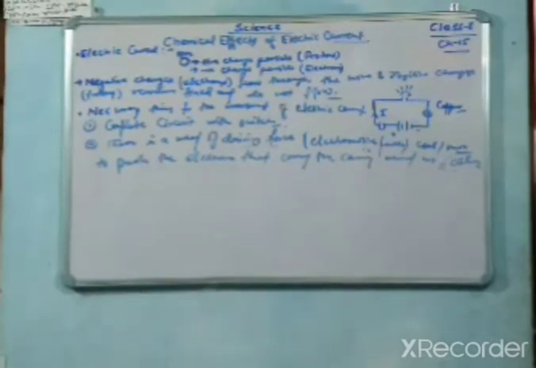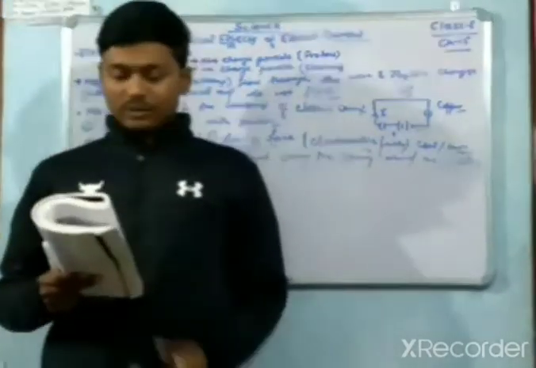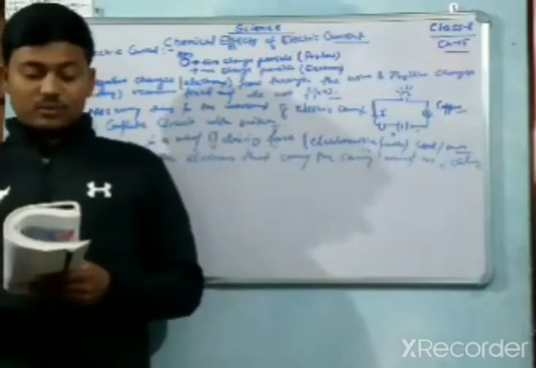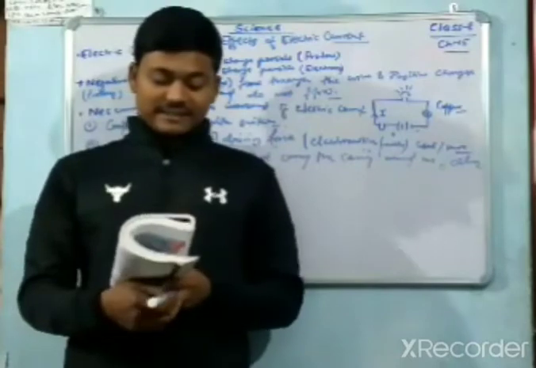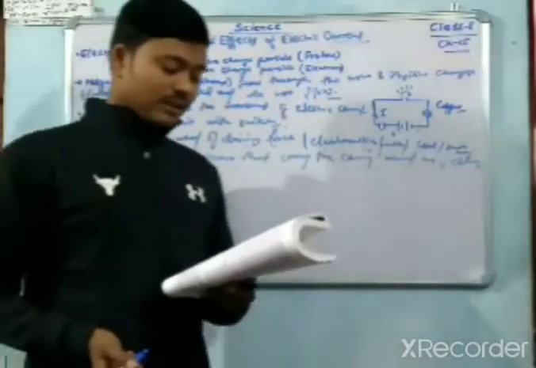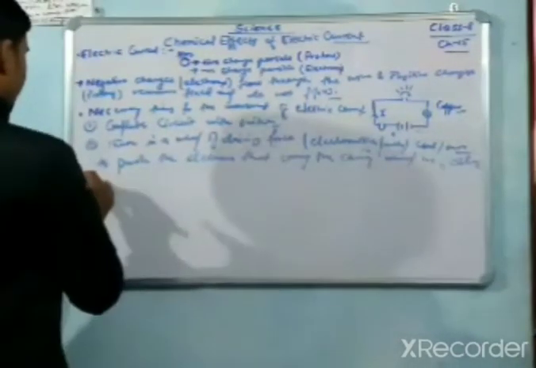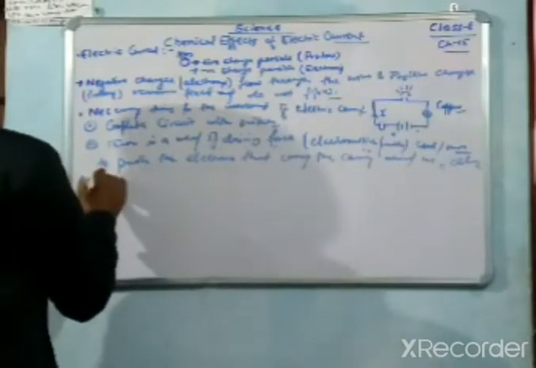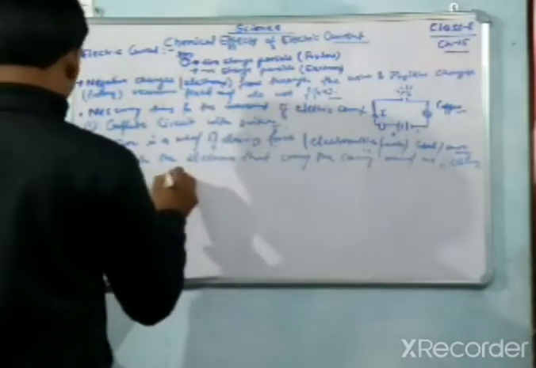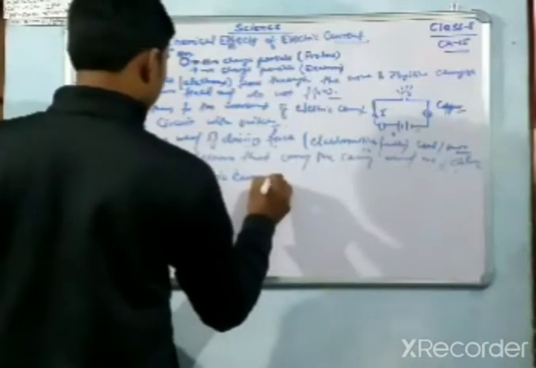So after this, let us discuss another topic of this chapter, which is the direction of electric current. Just I want to tell you that the flow of conventional electric current is from positive to negative, and the flow of electronic current is from negative to positive.